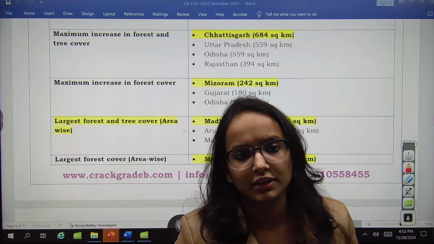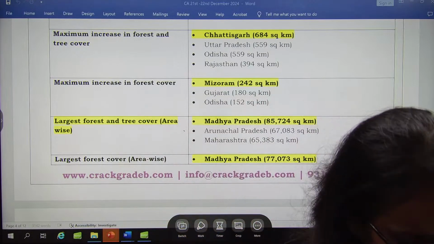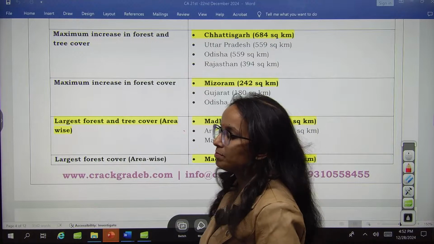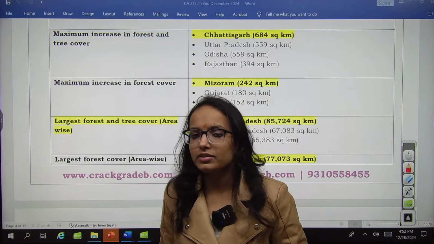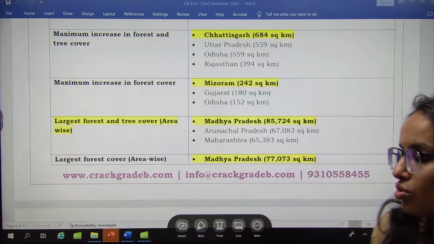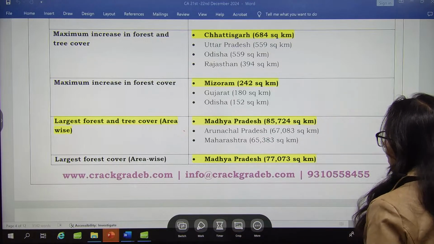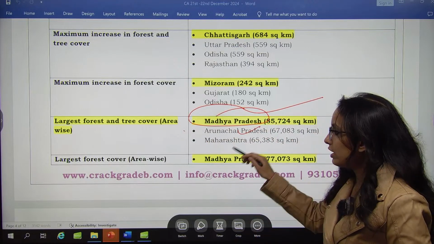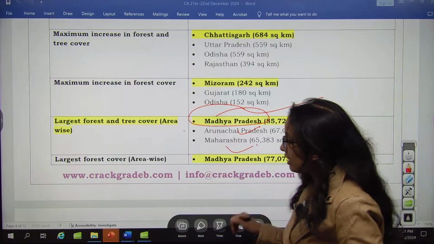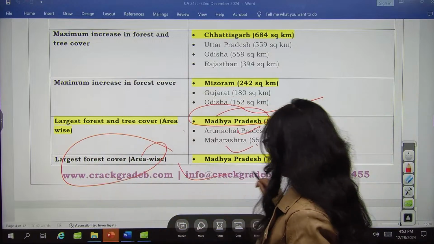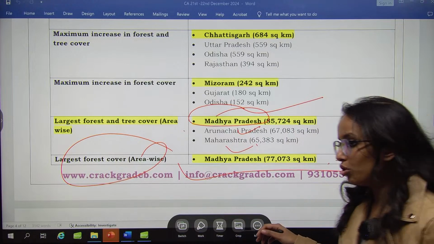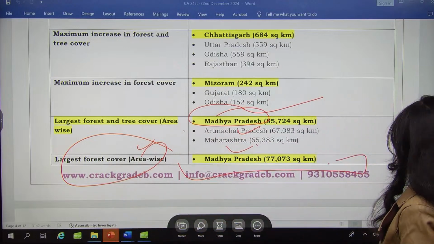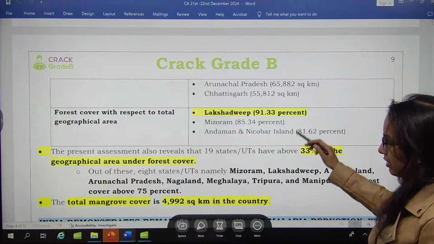Then largest forest and tree cover area wise. Area wise means not as a percent of the total geographical area, but which of the following states has the largest forest and tree cover. So the largest tree and forest cover in terms of area is in Madhya Pradesh, remember, in Madhya Pradesh, followed by Arunachal and Maharashtra. And then largest forest cover only, area wise, again Madhya Pradesh. Okay, so forest and tree both Madhya Pradesh, largest forest cover again Madhya Pradesh, followed by Arunachal and Chhattisgarh.